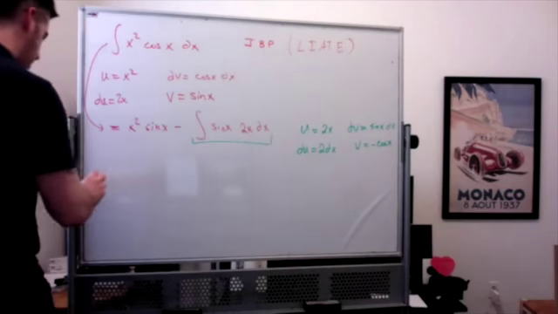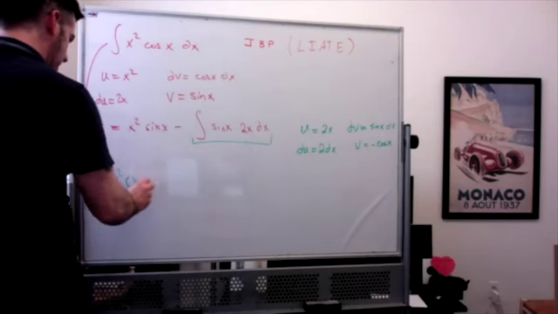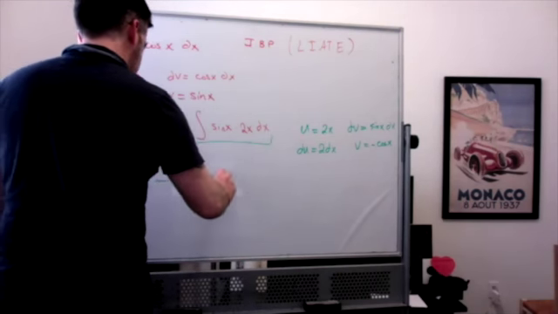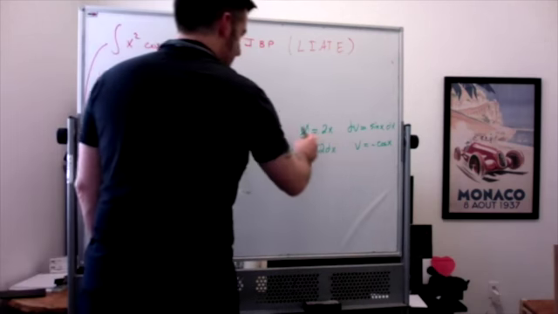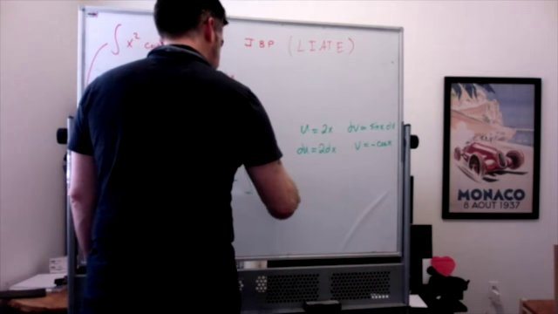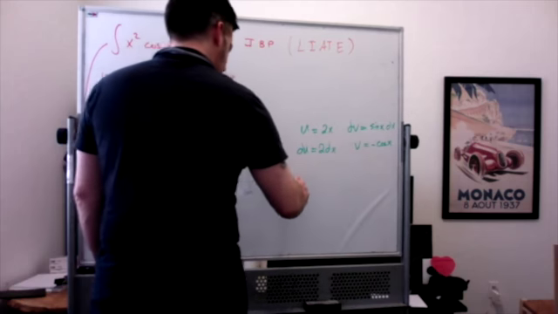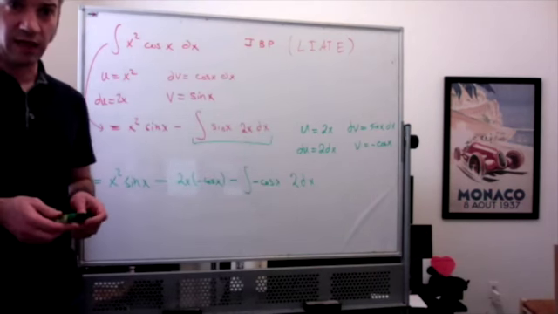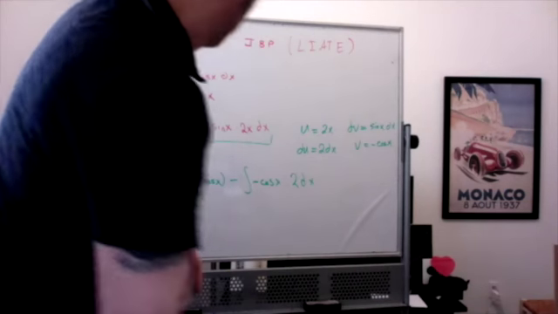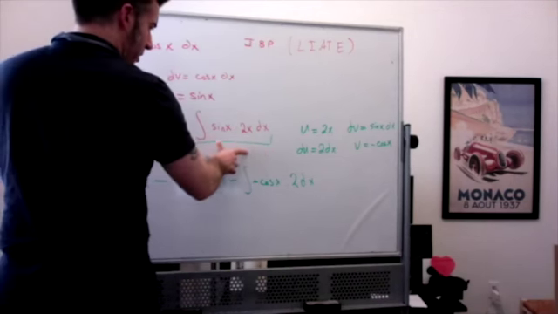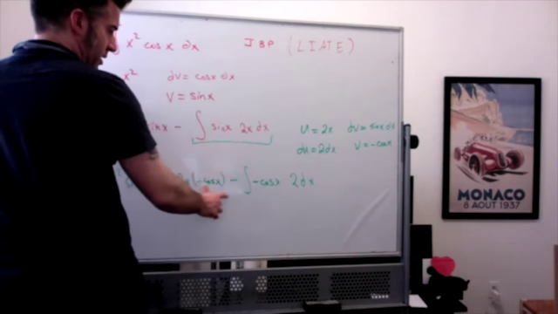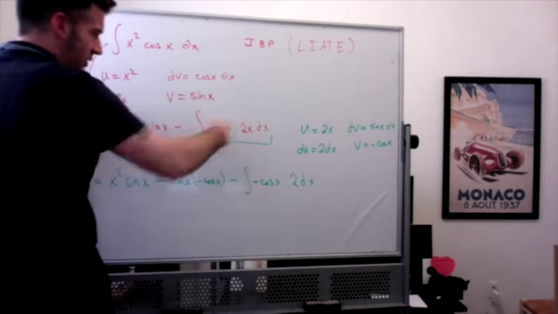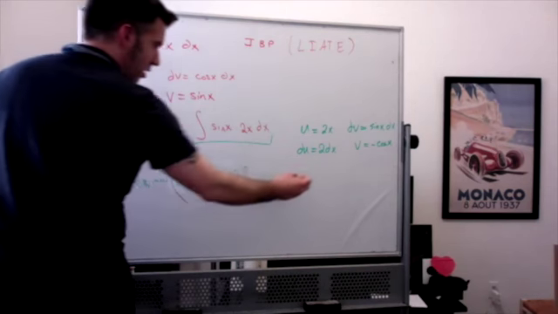So then we've got x squared sine of x minus uv, so 2x times negative cosine of x, minus the integral of v du, which is negative cosine of x times 2 dx. And if you look at what I've written here, I've actually made a small mistake. The mistake is that this integral is equal to 2x times negative cosine x minus the integral of negative cosine x times 2 dx. But then I should be subtracting all of this integral. So I should be subtracting all of this.